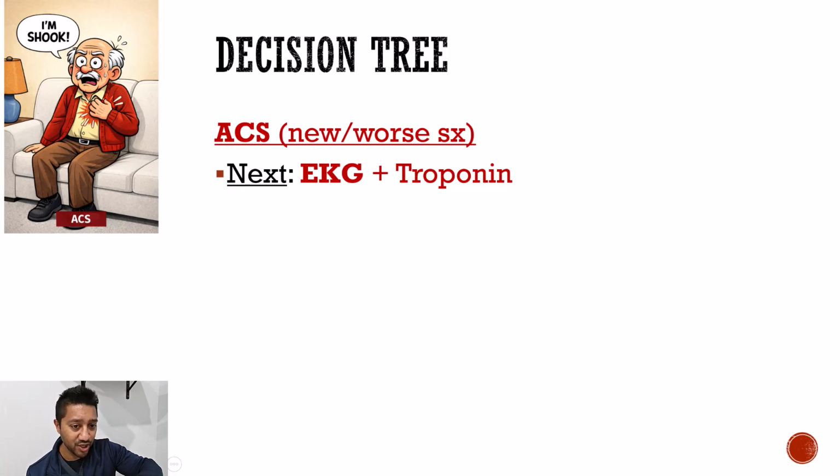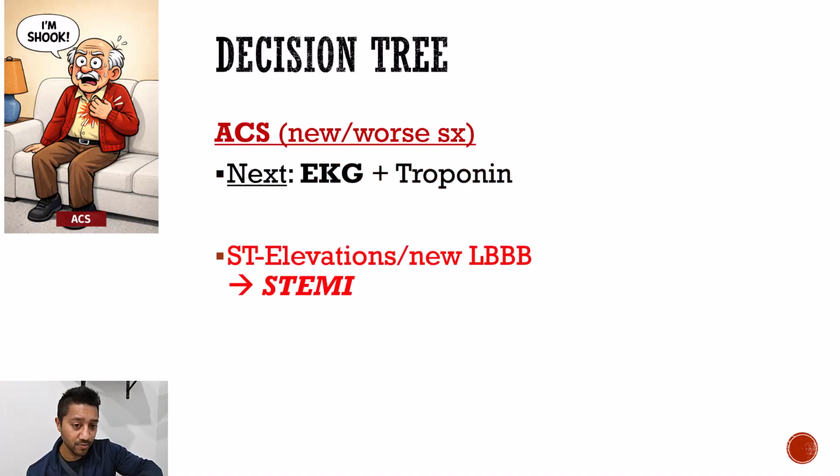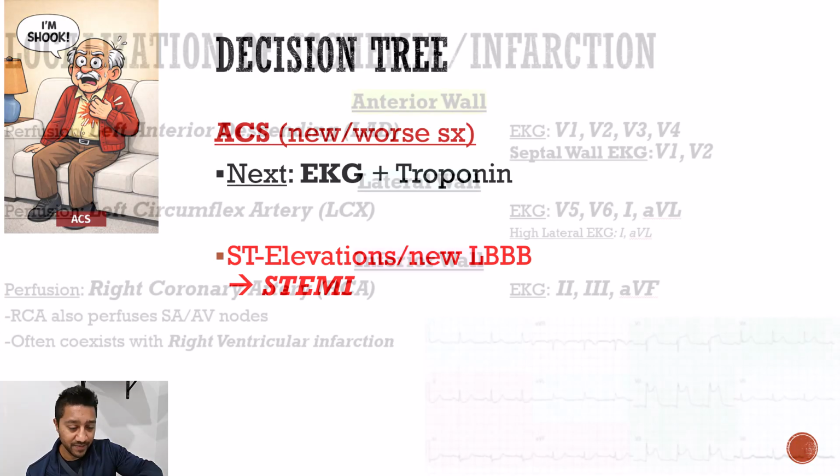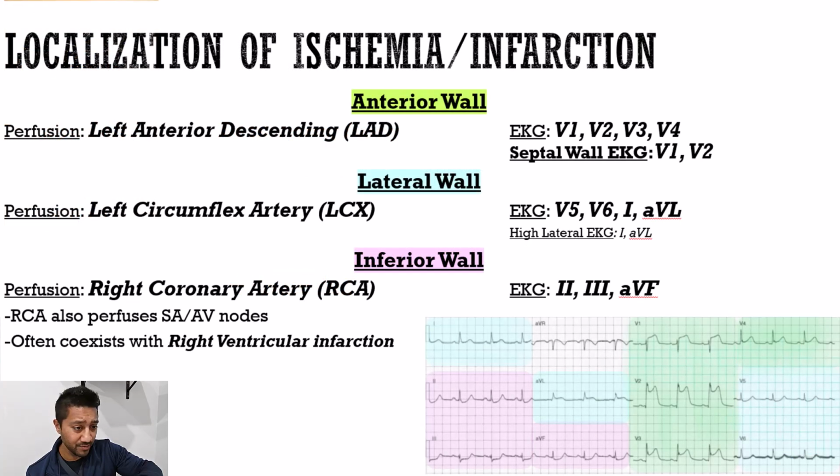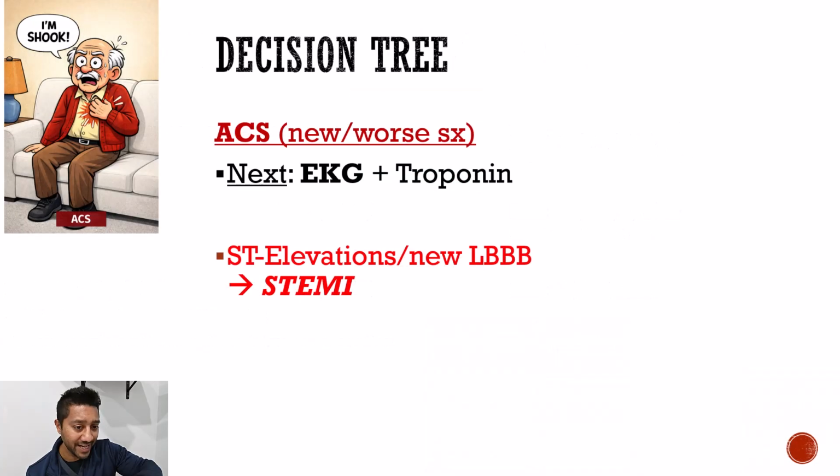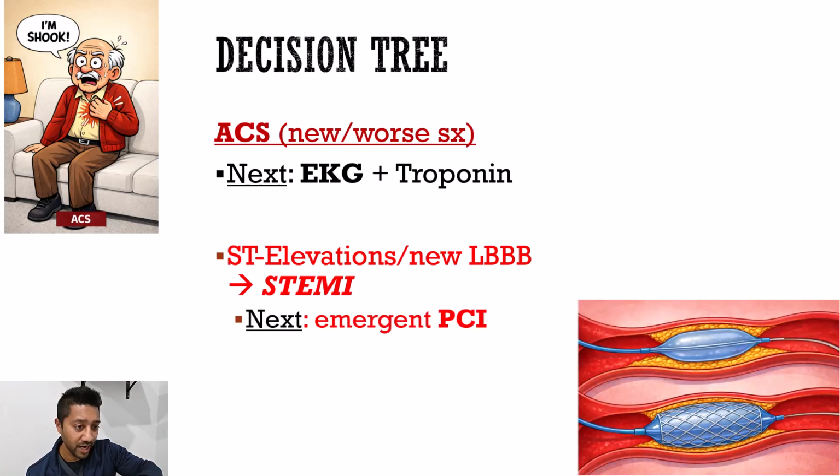If that EKG shows ST elevations or a new left bundle branch block, then this is a STEMI until proven otherwise. Now, of course, these ST elevations do need to be in contiguous leads, but I'll refer you to my EKG video for more on those EKG features of STEMIs. We'll just keep it moving. Now, STEMI management is pretty straightforward because the most important answer is going to be PCI, or percutaneous coronary intervention, ideally within 90 minutes of them arriving to that ER.